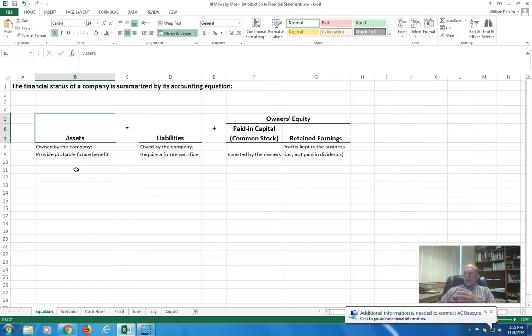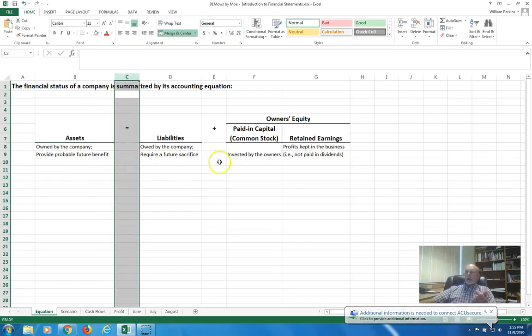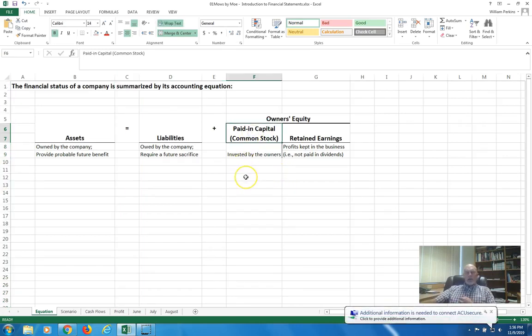And then the question is, where did the money come from to get those assets? Well, on the right side of the accounting equation, it tells where the money came from. And there are three broad sources of financing. You can borrow the money from other people, which means that you have to pay it back. We call those liabilities. Or the money can come out of the owner's pocket. We call that paid-in capital.